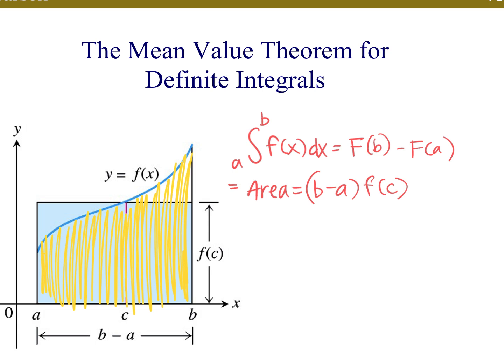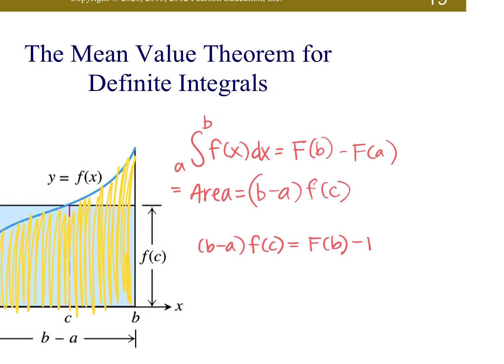So let me summarize what we have. We have B minus A times F of C equal to F of B minus F of A, that those two things are exactly the same. So this is equal to that. So I've tried to color code it. Yellow is the yellow area, and then blue is blue.